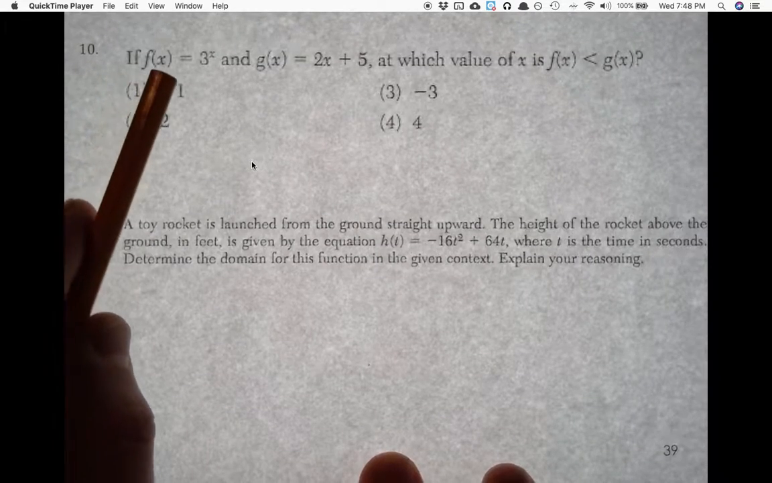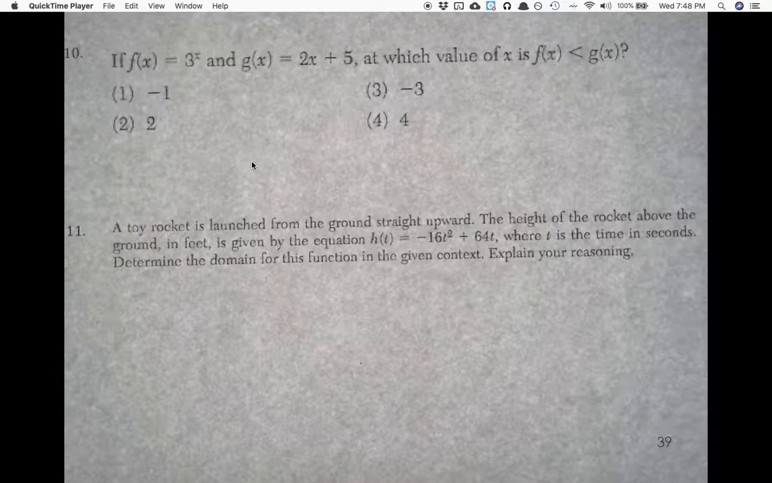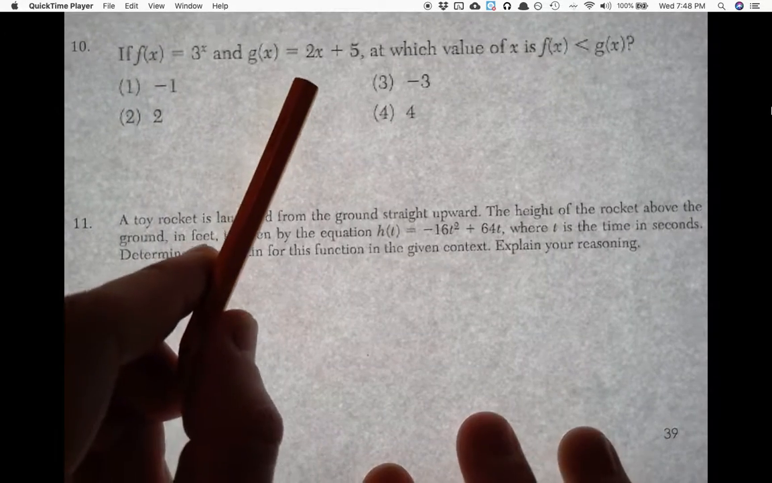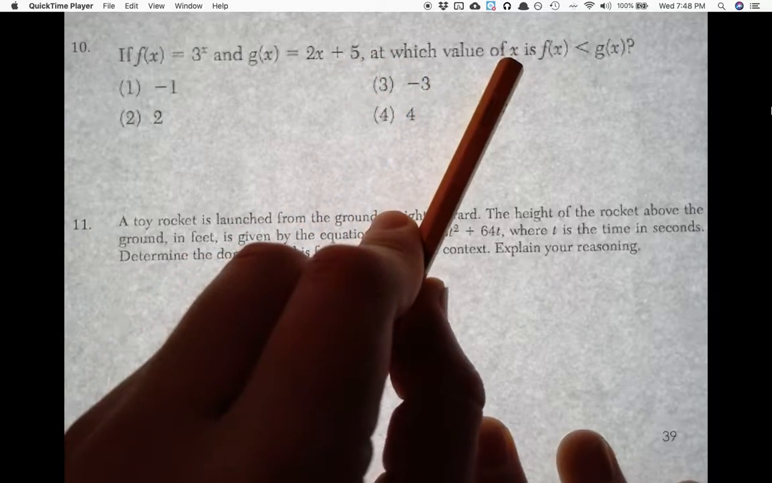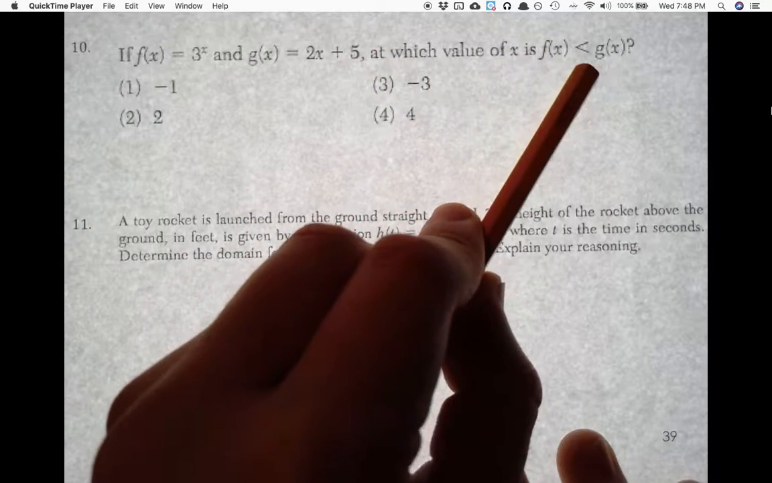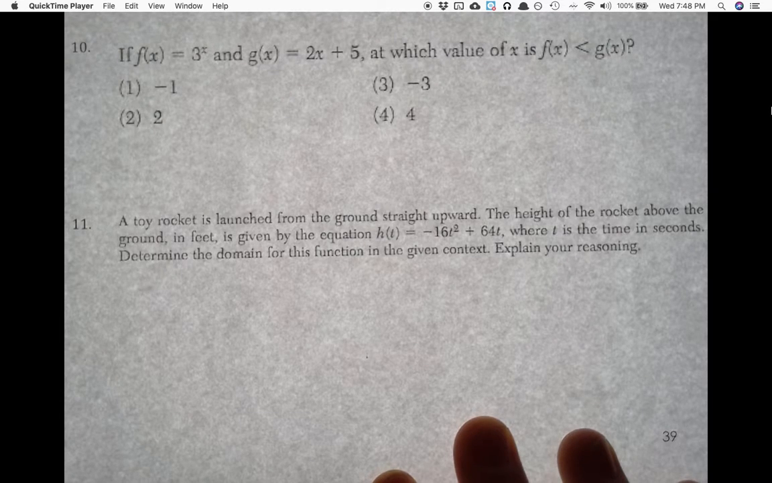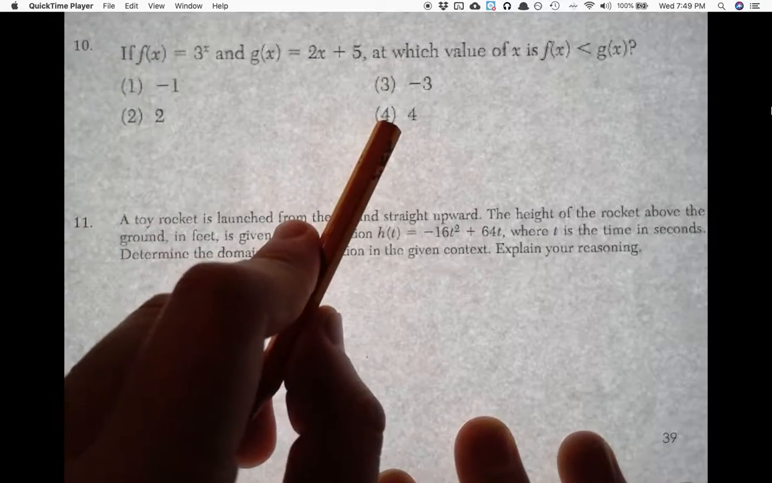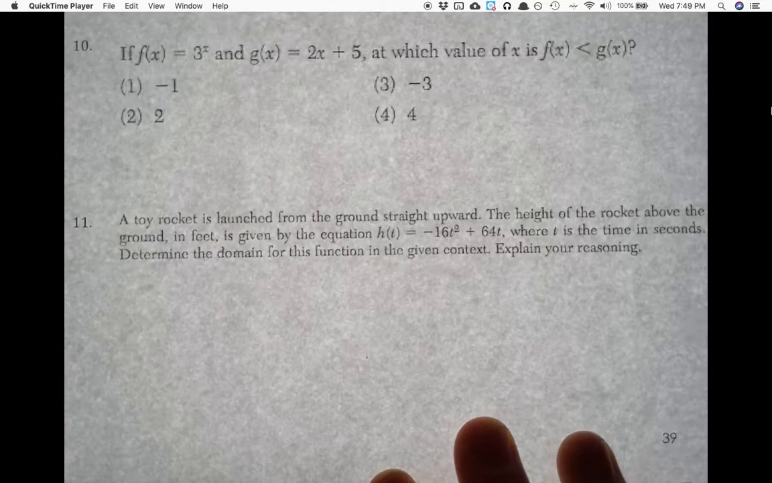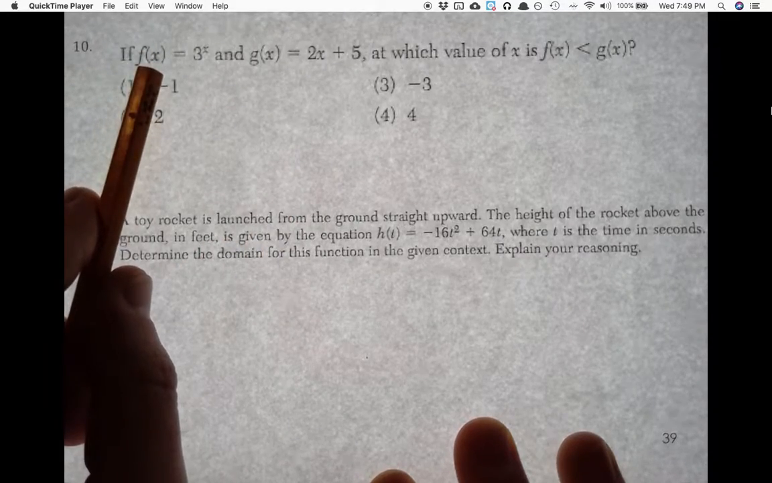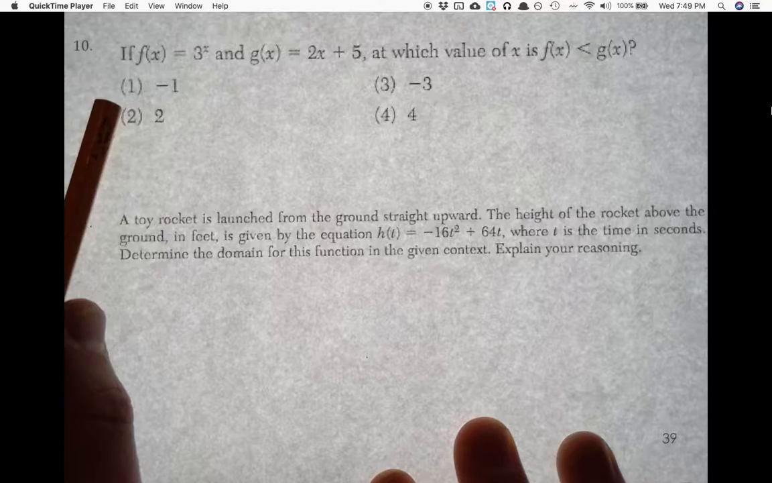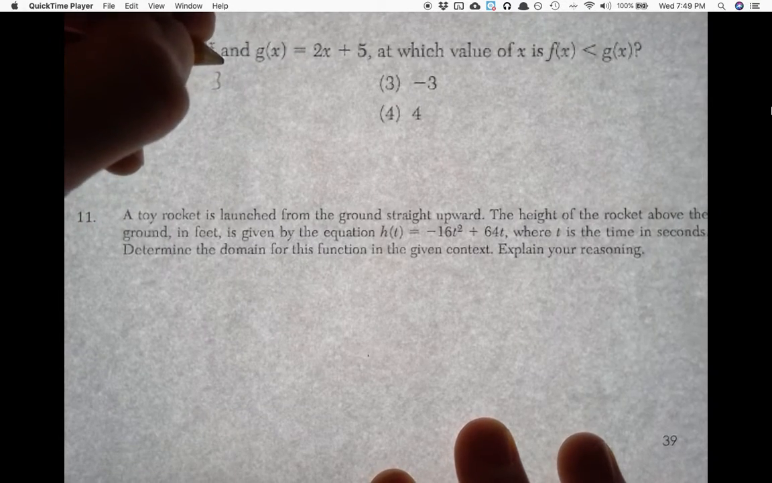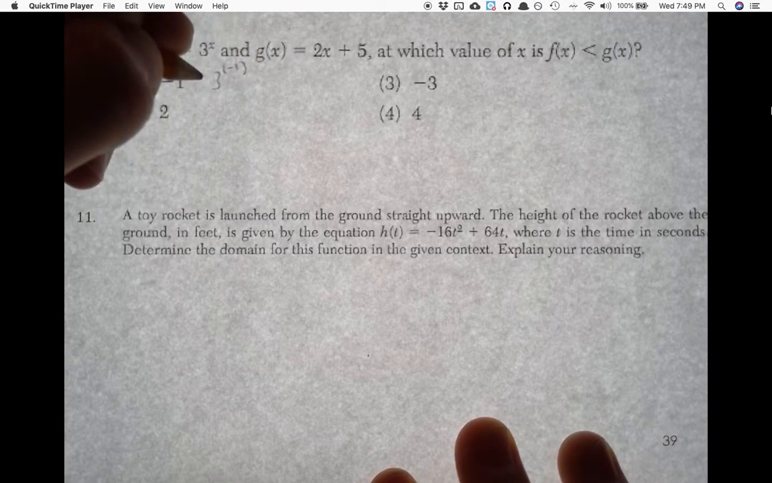If f of x equals 3 to the power of x and g of x equals 2x plus 5, at which value of x is the function f of x smaller than the function g of x? It's a little confusing at first, but all I'm doing is putting in different values for x until I find one that makes f of x less than g of x. So let's try over here. If I try 3 to the power of negative 1, well, what is that? I don't know. Let's throw it in the calculator and take a look.